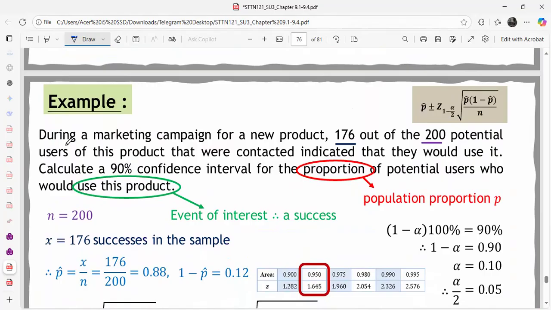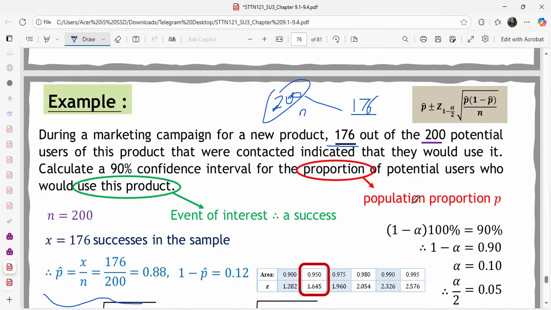Look at this. During a marketing campaign for a new product, 176 out of 200 potential users of this product who were contacted indicated interest. So X will be 176, and n will be 200. 176 divided by 200 gives you 0.88, which is the P cap.